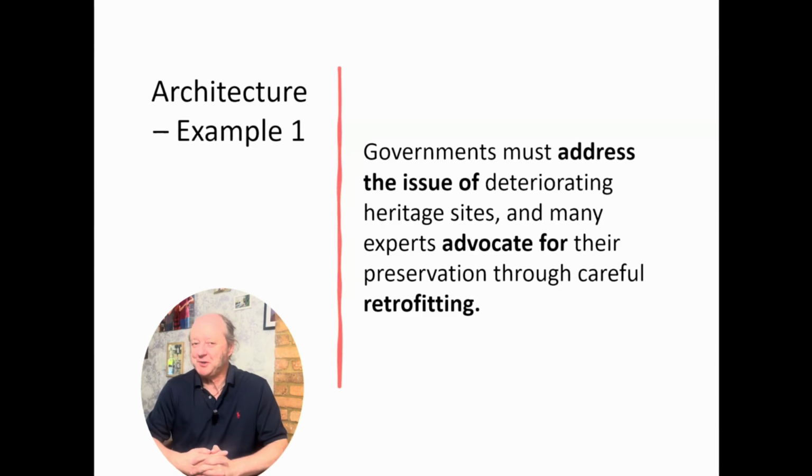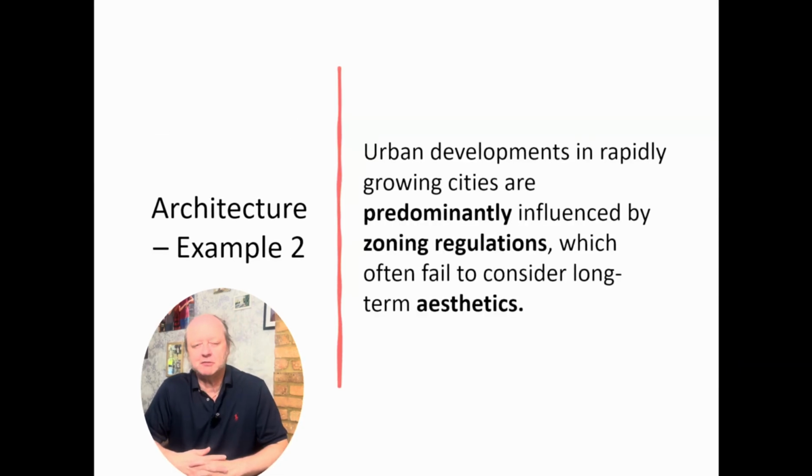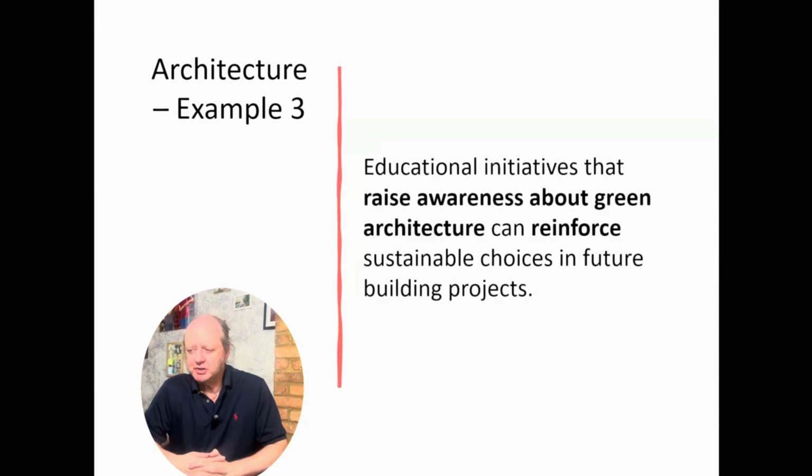And perhaps you need to stop the video, look at the meaning of these words again to fully understand. Architecture example 2, let's have a look. Urban developments and rapidly growing cities are predominantly influenced by zoning regulations, which often fail to consider long-term aesthetics. So can you translate that into basic English? And we've got another architecture example. Educational initiatives that raise awareness about green architecture can reinforce, strengthen sustainable choices in future building projects. We'll mix it up a little bit with some other topics.